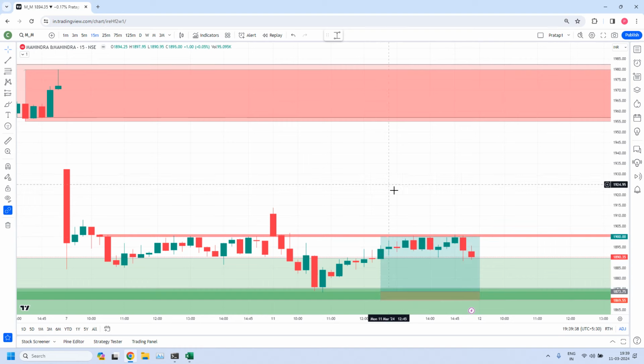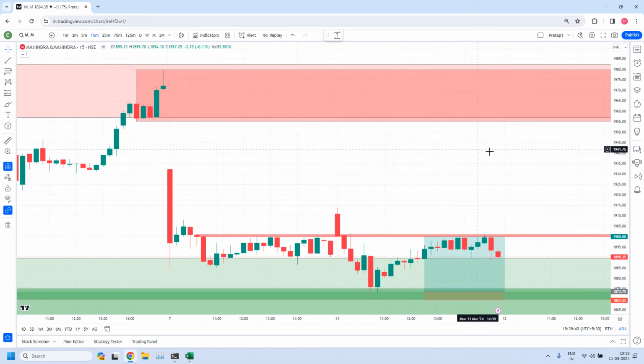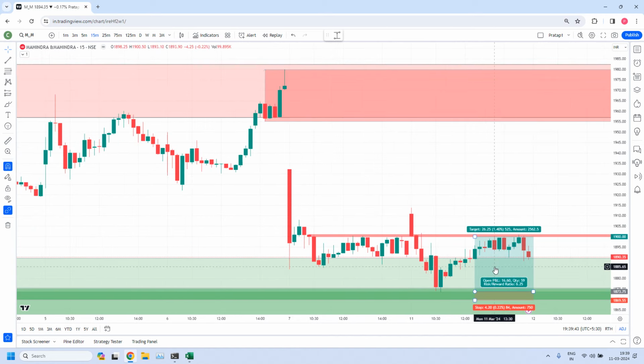Okay. So it has given 1:6.25 RR. Excellent. 1:5 is a very good RR for beginners, freshers. 1:3 is good for experienced people. 1:2.5 is also considered by highly experienced people. But 1:6 is an amazing RR. Here we are comparing a 5 minutes entry with a 15 minutes target. You should not forget that.